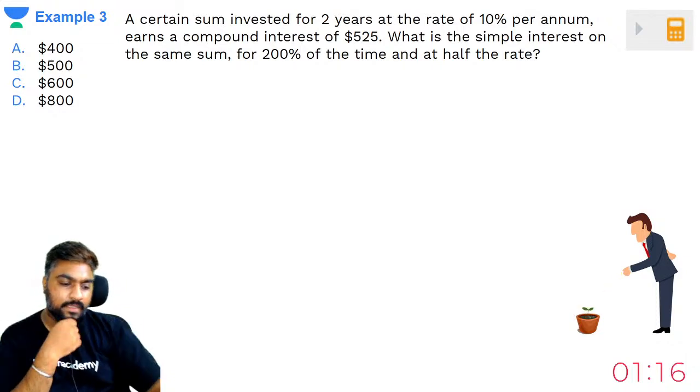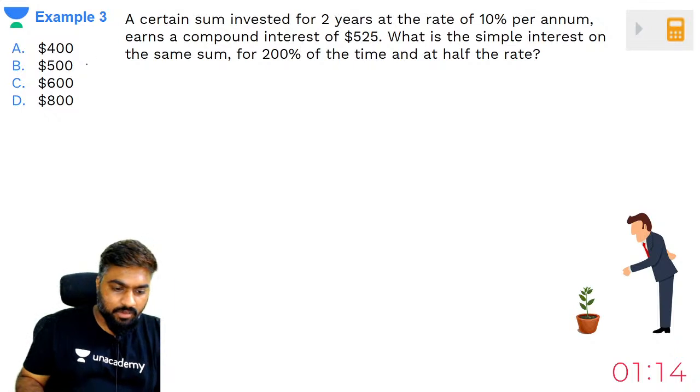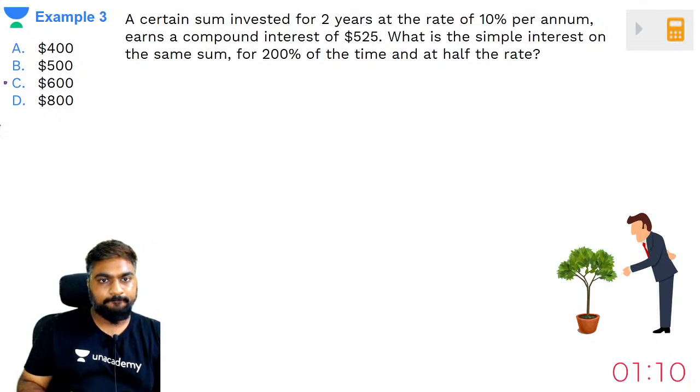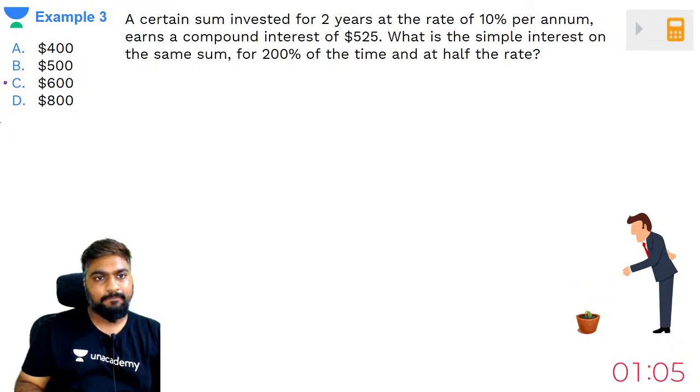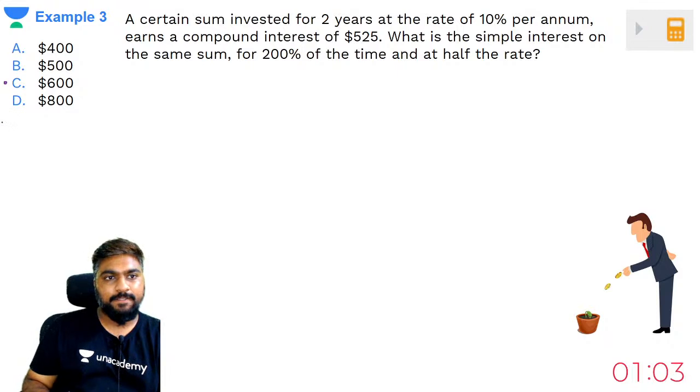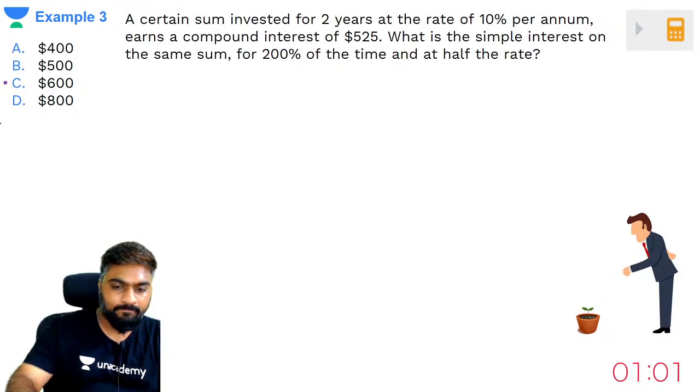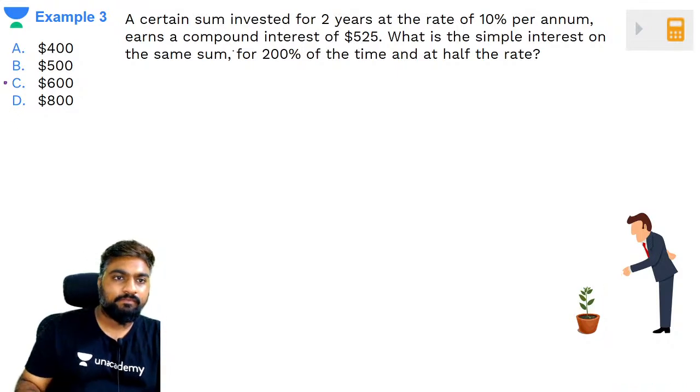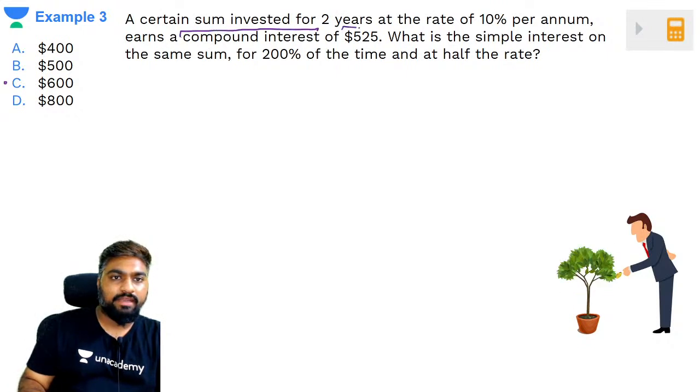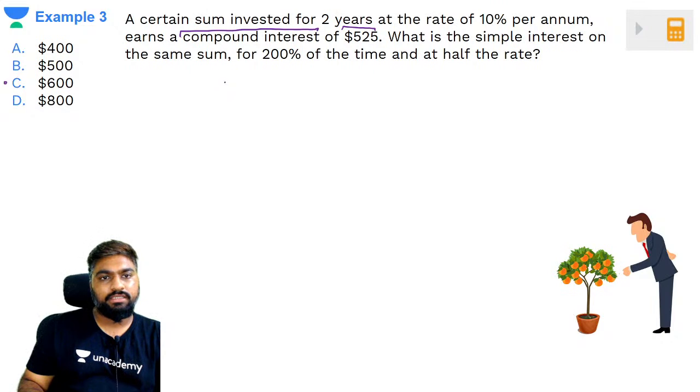Done? Saurabh, Gaurav, Abhinav saying C. Okay, how about others? Others? Okay, look at this. They've given the compound interest as $525. Yes, compound interest is $525.